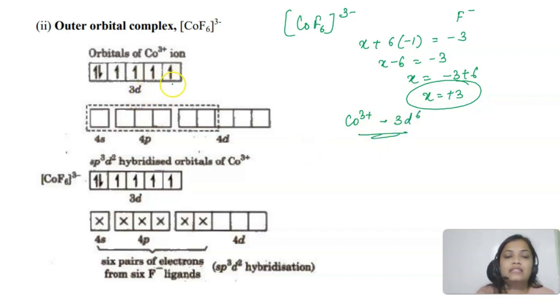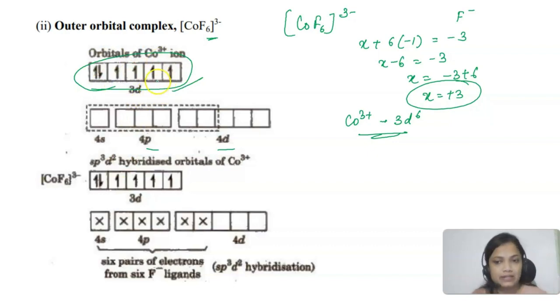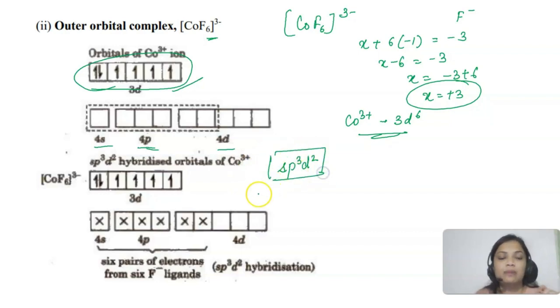Okay, now 3d6 is here, then 4s, 4p and 4d. Now this is the fluoride ligand, so fluoride will not cause pairing of the electrons. So these electrons will stay as they are. This inner d orbital will not participate in the bonding. So the 4s, 4p and 4d will participate, and the hybridization will be sp3d2. So outer d orbitals are participating in the bonding. Now 6 pairs of electrons will come from the fluoride ligand. So an outer orbital complex is now formed.